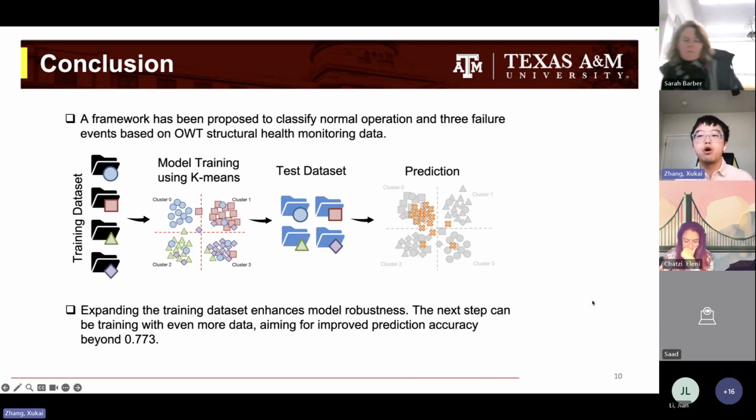In conclusion, we have proposed a framework to classify the 4 events, achieving good accuracy and demonstrating potential for future predictions. And the next step is to feed the model more training data to enhance its complexity.